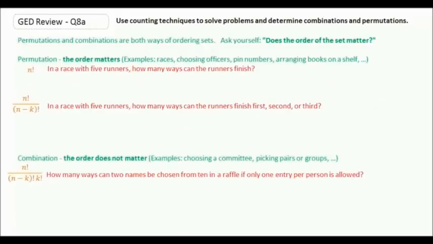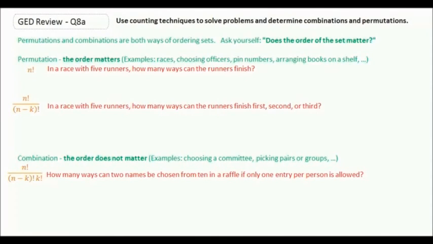Some other counting techniques are permutations and combinations. These are both ways of ordering sets. And the important question you need to ask yourself is, does the order of the set matter? For permutation, the order matters. Some examples are races, finishing first, second, and third, choosing officers such as the president, vice president, secretary, and treasurer, trying to calculate pin numbers, and arranging books on a shelf.